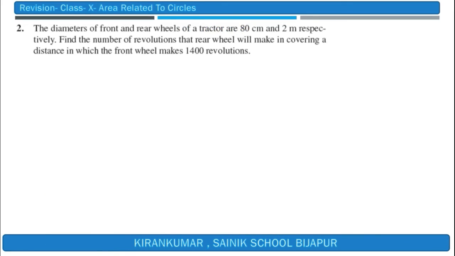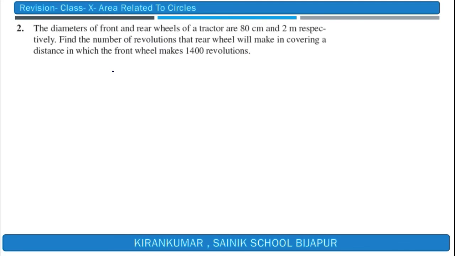Next question, question number 2. The diameters of the front and the rear wheels of a tractor are 80 centimeter and 2 meter respectively. Find the number of revolutions that a rear wheel will make in covering a distance in which the front wheel makes 1400 revolutions.